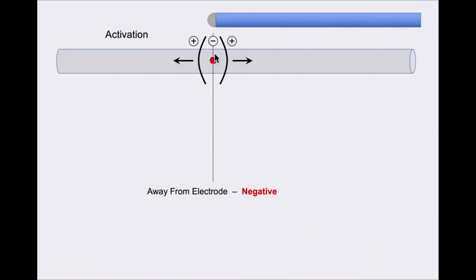The electrode right over the focus is only going to see the negative charge. Initially the charge will be strong, and as the wavefront moves away, that charge will get weaker. So initially you get a steep negative potential, and then that potential will get progressively less negative as that wavefront moves away. And some people like to call this a QS pattern.